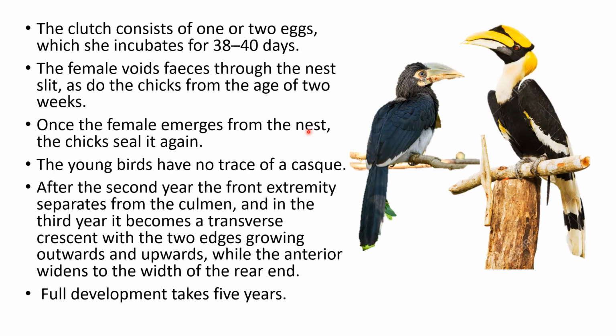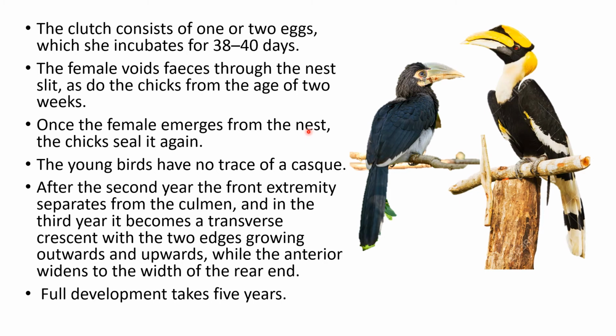The clutch consists of one or two eggs, which she incubates for 38 to 40 days. The female voids feces through the nest slit, as do the chicks from the age of 2 weeks. Once the female emerges from the nest, the chicks seal it again.